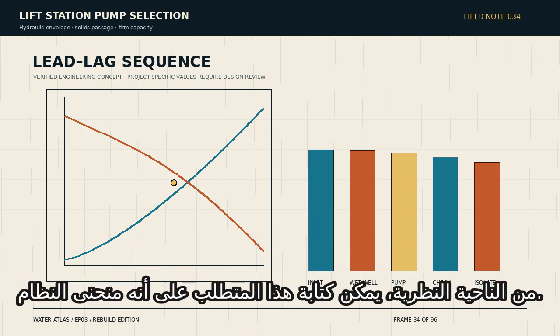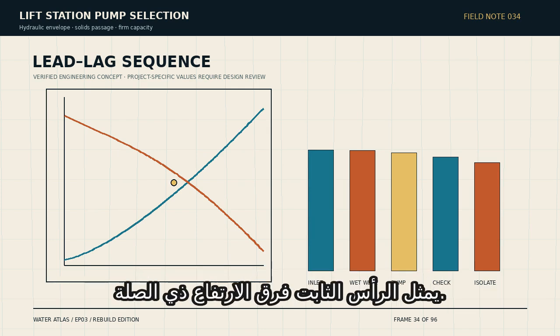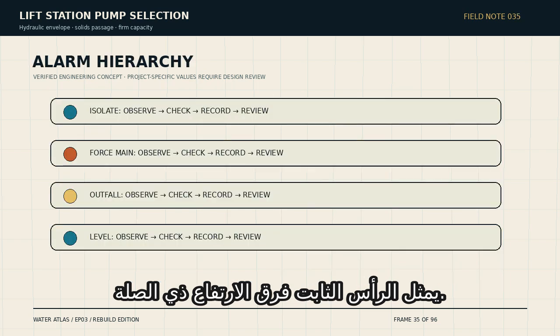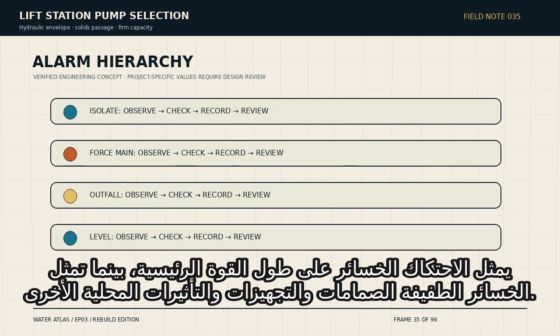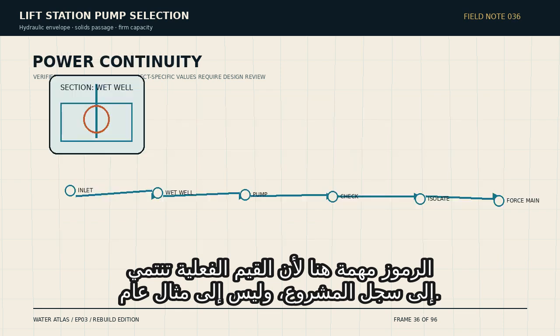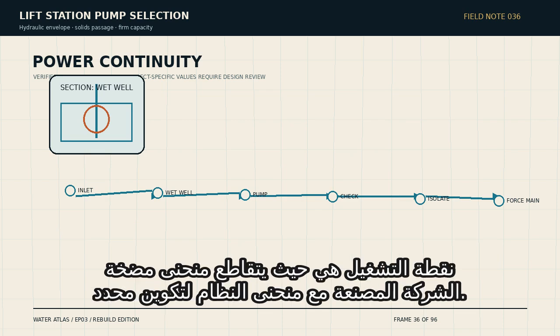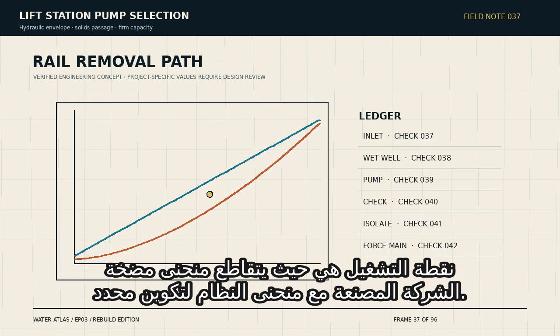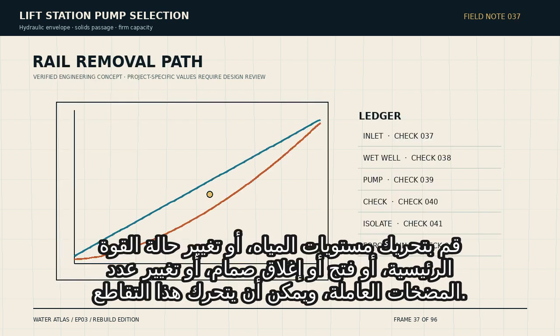The operating point is where the manufacturer's pump curve intersects the system curve for a defined configuration. Move the water levels, change the force main condition, open or close a valve, or change the number of pumps operating, and that intersection can move. A station therefore needs more than one nominal point on a graph. The designer should examine the applicable combinations of inflow, static elevation, friction, fittings, discharge conditions, and pump arrangement.